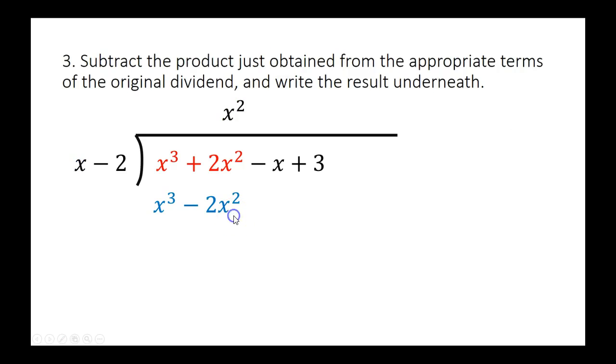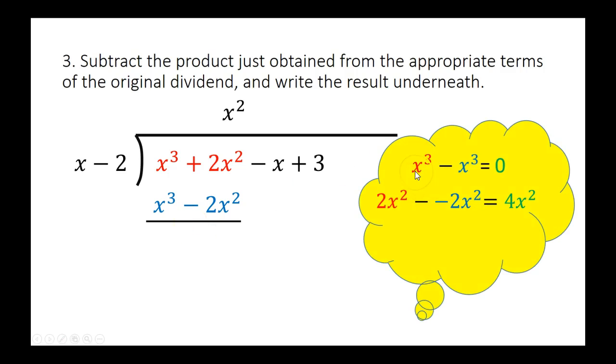Step 3. Subtract the product just obtained from the appropriate terms of the original dividend and write the result underneath. So now we've got this product that we just got, and we're going to do a subtraction. We need to think about what x cubed take away x cubed is. Well, that's 0. The reason we do that is we're going to eliminate each term in the dividend until you have nothing left. So these should always equal 0 because that's how you created them.